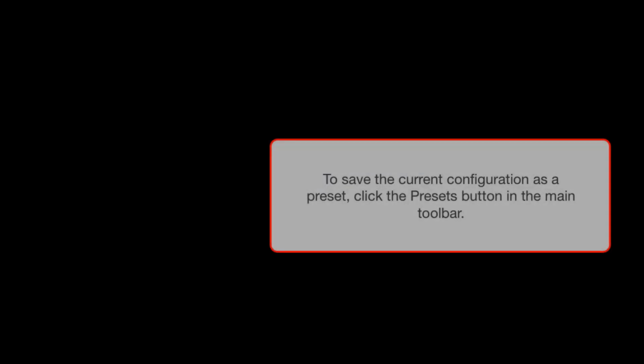To save the current configuration as a preset, click the Presets button in the main toolbar. We are choosing to save this preset for all the devices on our network. Our configuration is saved, so now we can make a few changes.